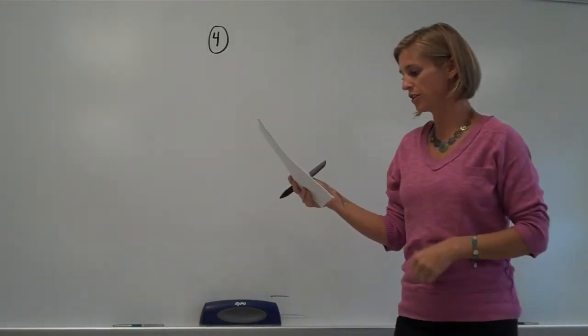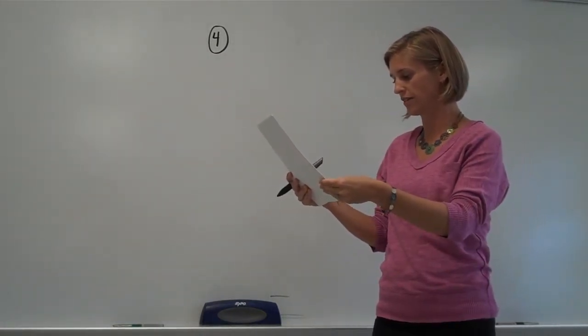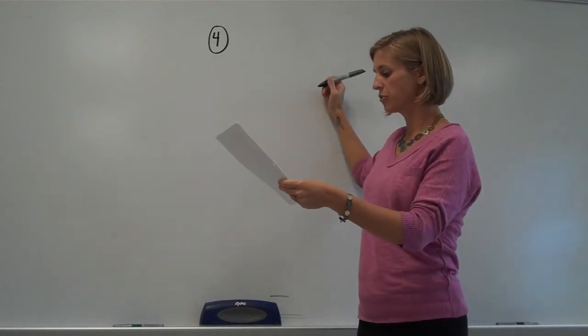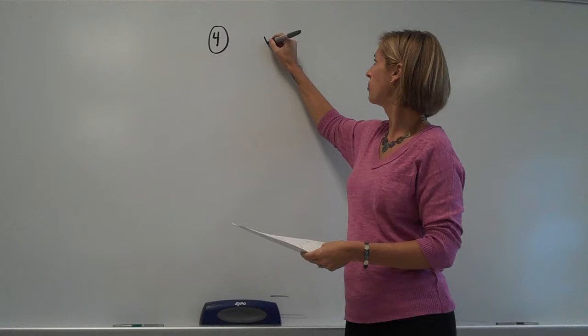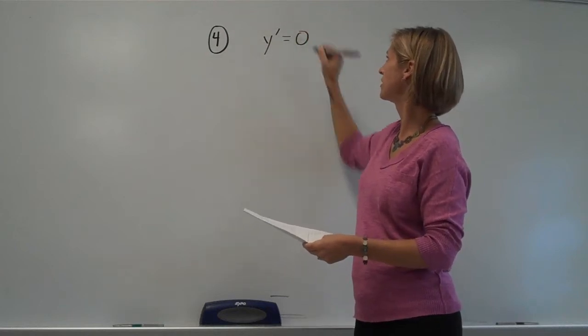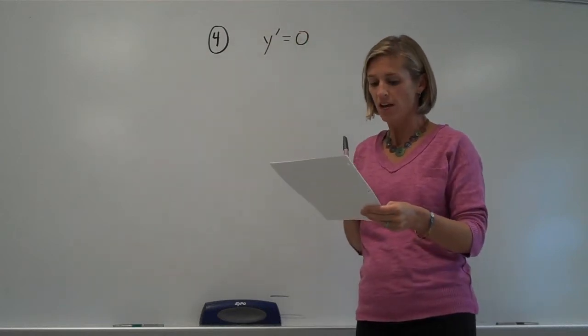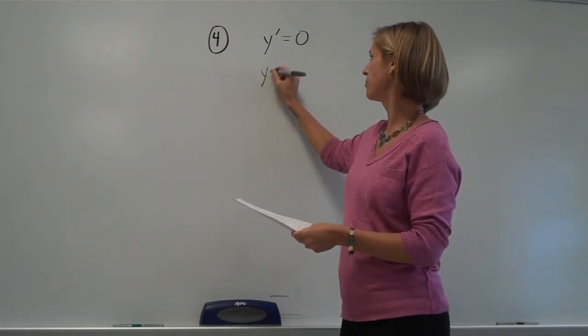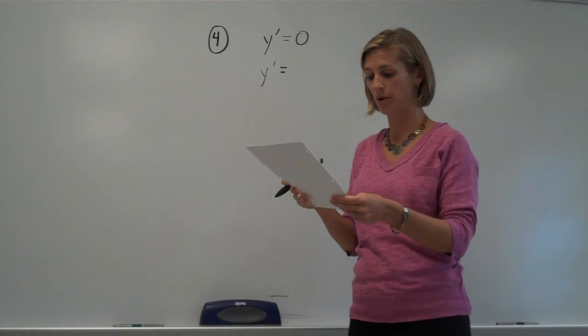Find the equation for the horizontal tangent line to the curve given in number 3. To find a horizontal tangent line, we want to know when the derivative is equal to 0. I already took the derivative in the problem before, so if you had trouble with number 3, here's the derivative of that problem.